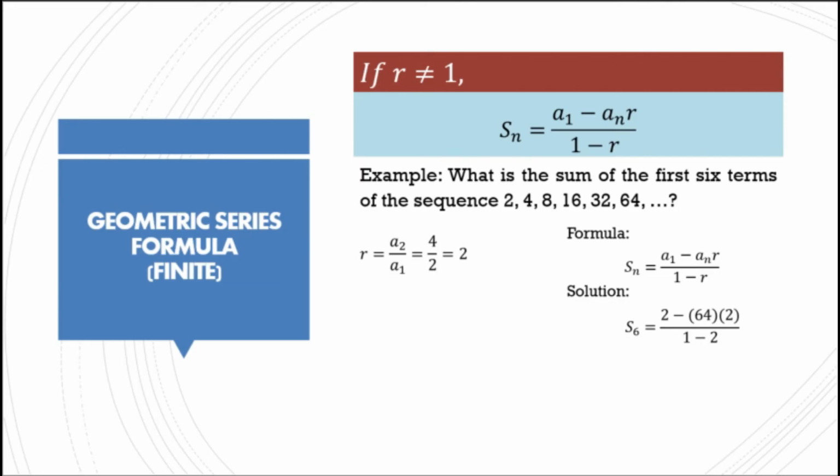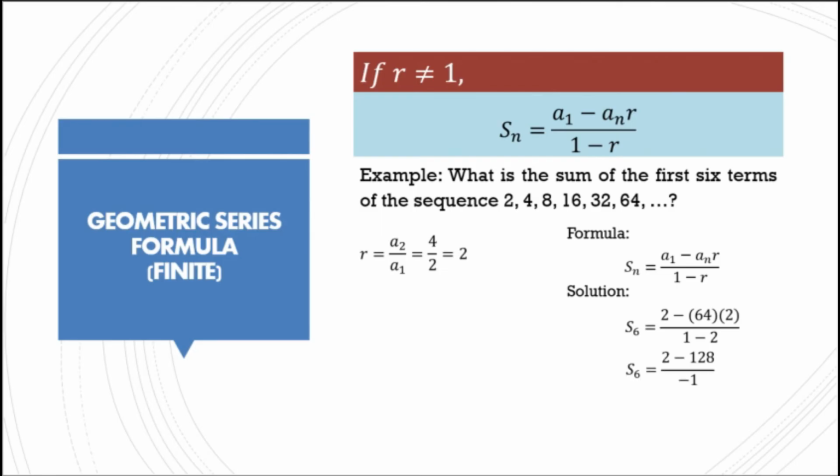Now, in case a sub n is unknown, we need to solve for it before we can proceed in identifying the sum of first few terms in a sequence. To do that, we can use the geometric sequence general formula. But in here, it is given, which is 64. Then we multiply a sub n by r, which is 2 in this given example, all over 1 minus 2.